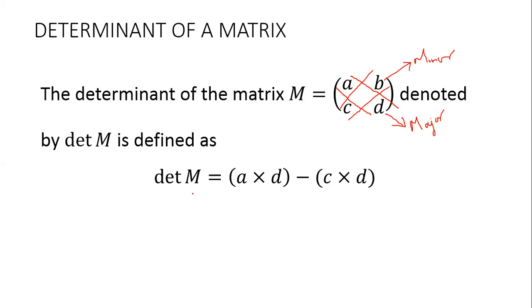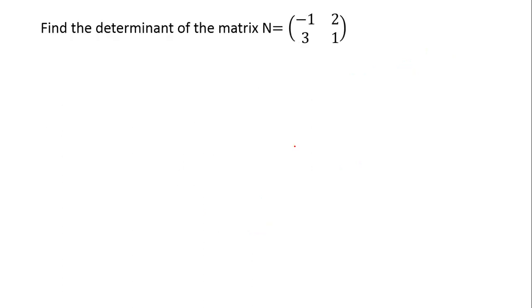So in simple terms, the determinant of the matrix M is going to be A times D minus C times B. So this will be giving us the determinant of a matrix. Is it clear, Shania? Yes. Okay. So we can go ahead.